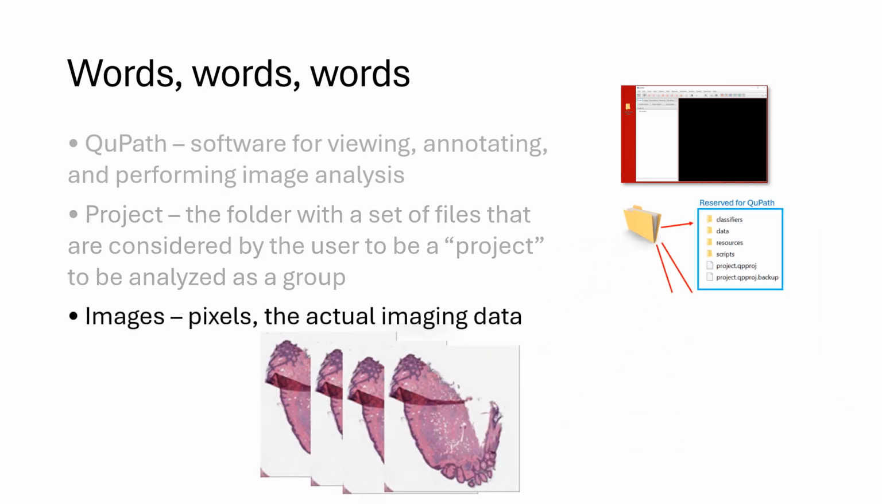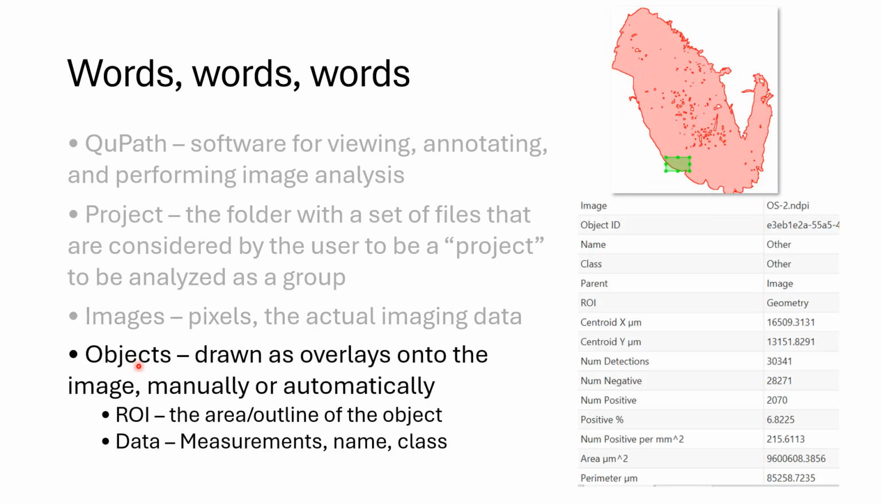Next, the images. Those can be stored either in the project or, more frequently, externally to the project folder, but the project file will associate these particular images with whatever objects and data you create within QPath. And finally, the objects are usually drawn or created as overlays on the image. It can be done manually or automatically. This is a tissue detection here and a manual rectangle drawn on top of that.